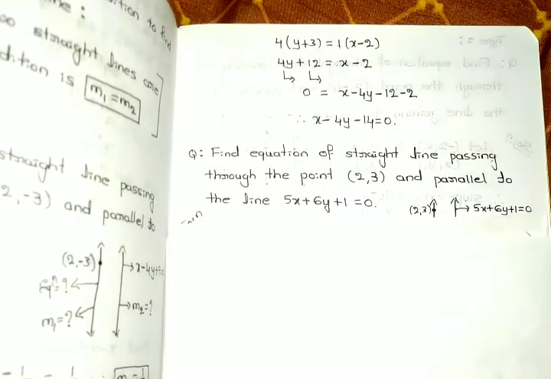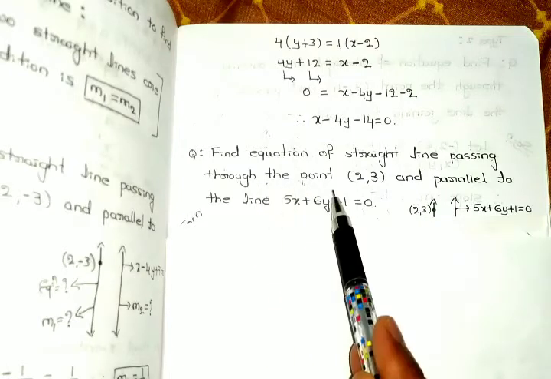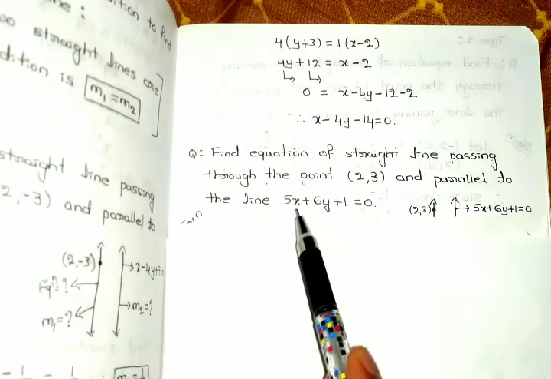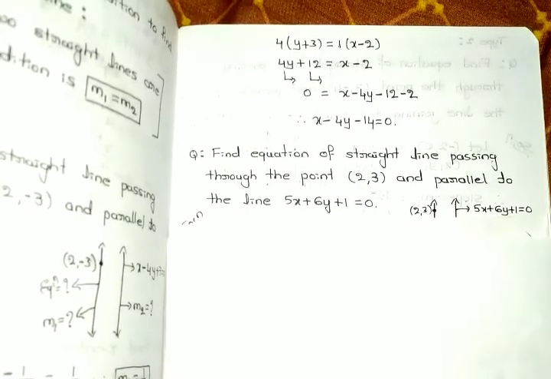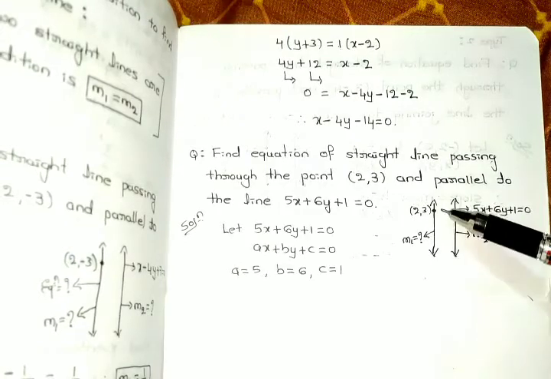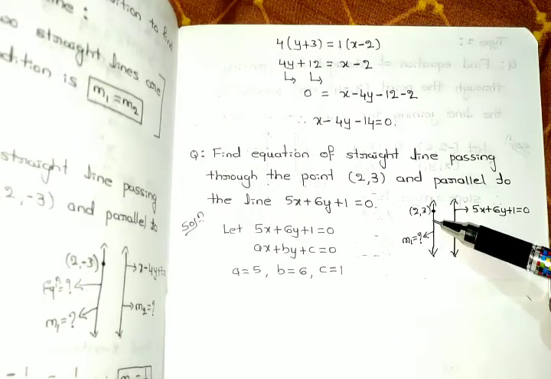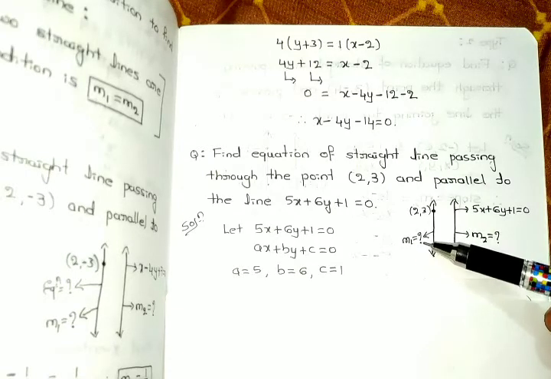Find the equation of the straight line passing through the point 2, 3 and parallel to the line 5x plus 6y plus 1 is equal to 0. So here also it is the same. One line I am going to consider. This line is passing through 2, 3 and this line's equation you want. So to find the equation you need the slope value. Therefore the slope you don't know, so m1 is question mark.